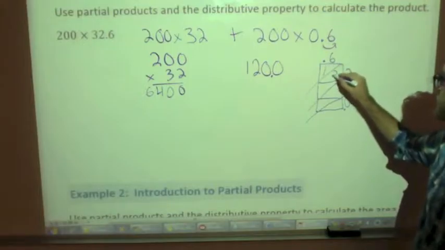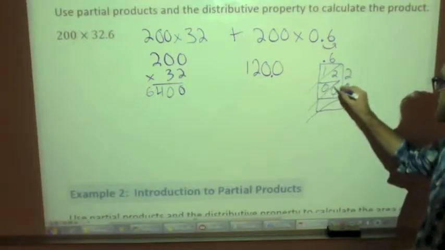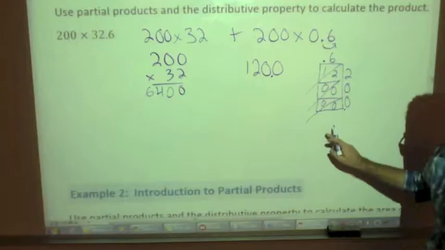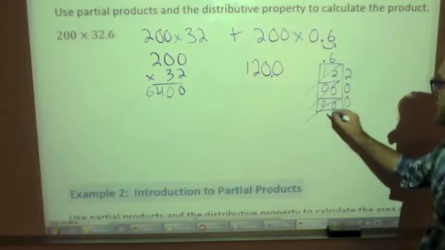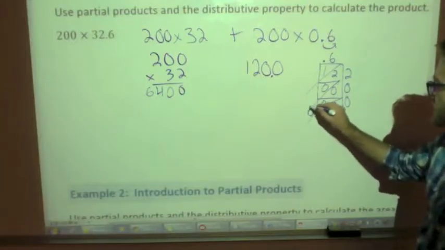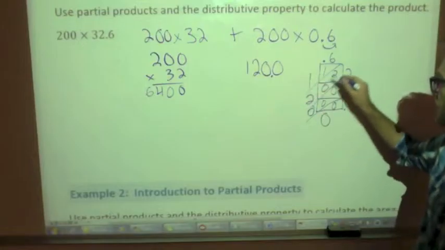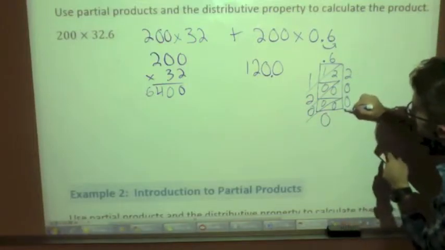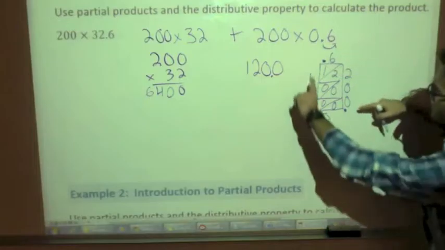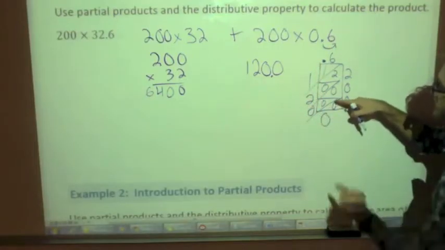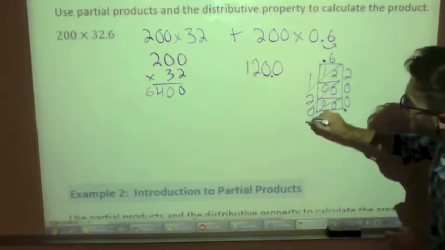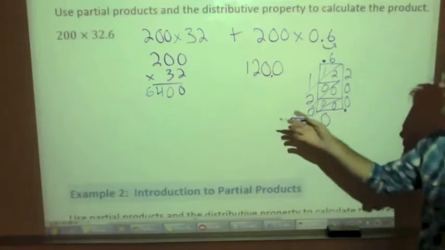6 times 2 is 12. 6 times 0 is 0. And 6 times 0 is 0. Now you add up through these channels here. You got 0, 0, 2, and 1. Then you find where these two decimals meet. So you trace them, then follow the diagonal, and once again you've got 120 in a few different ways.